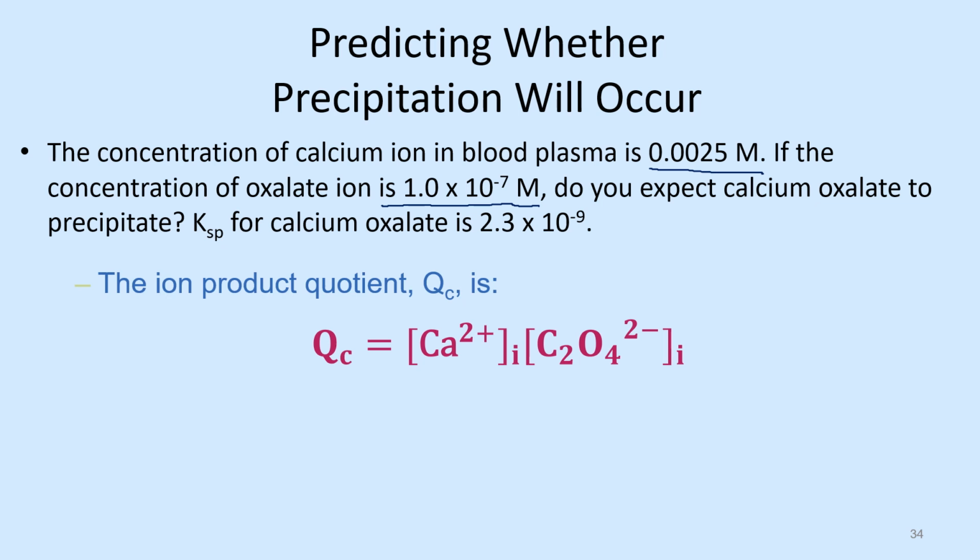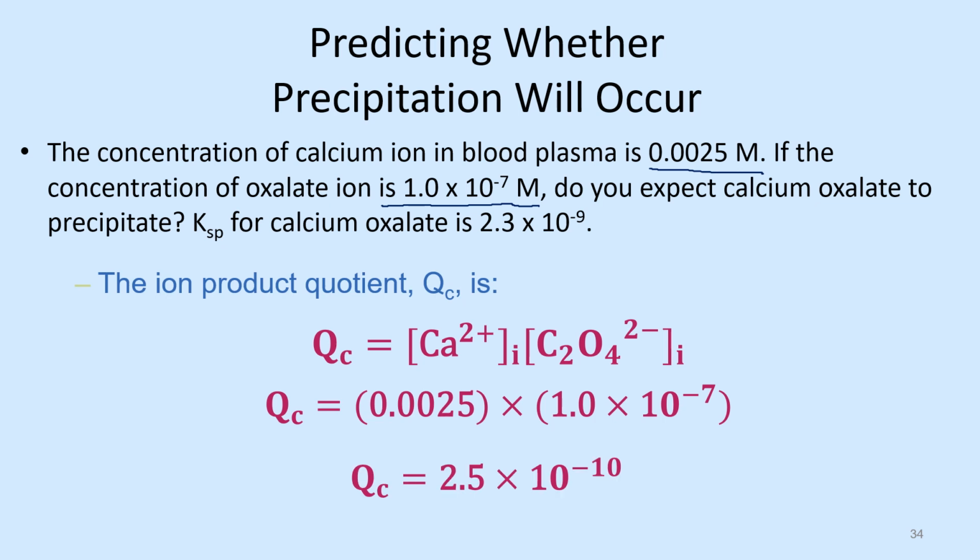So we can set up our Q value, right? Q is the calcium concentration times the oxalate concentration. They don't have to necessarily be at equilibrium. They're just the concentrations we know. So let's plug those values in: 0.0025 for calcium and 1 × 10⁻⁷ for oxalate. So Q is 2.5 × 10⁻¹⁰.